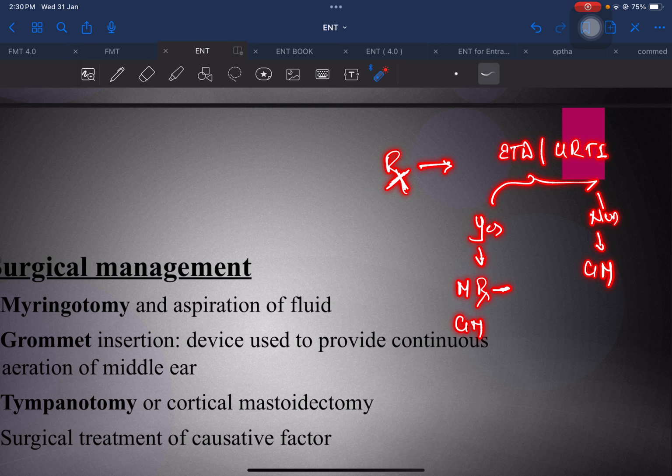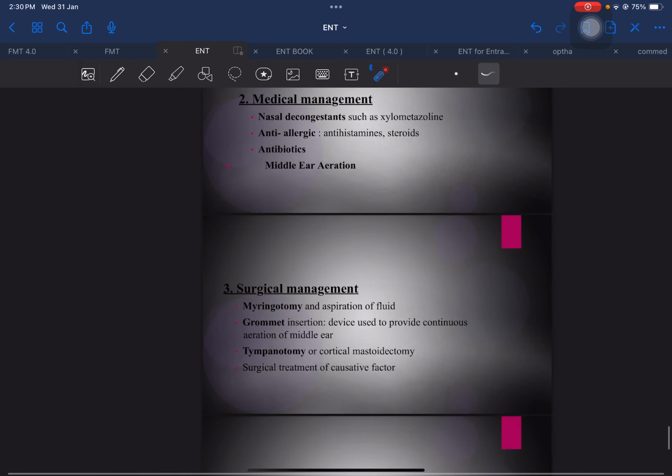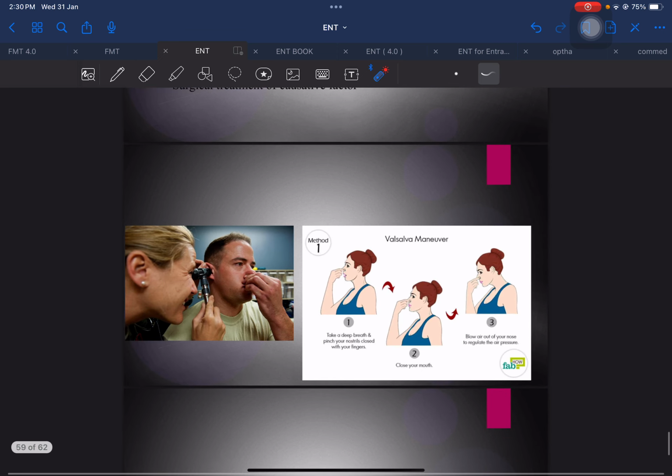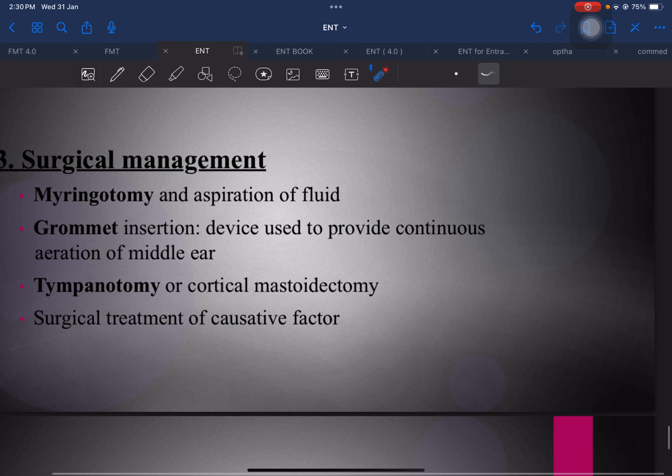And for general measures, we ask the patient to do the Valsalva maneuver, to chew gum, or we can help with eustachian catheterization also. Within 3 months it should be resolved, and if it is not resolved, then we go for myringotomy, and we talked about the various criteria for myringotomy. We do it at the anteroinferior quadrant with a radial incision. So this was about the management of otitis media with effusion.